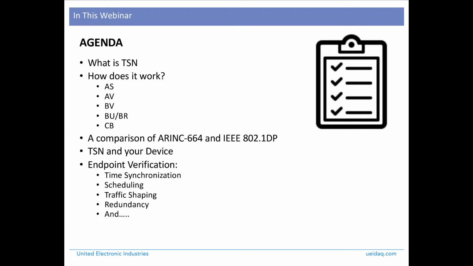So, let's look at a short agenda to see what we will review. First, we will look at what is TSN in general? Then how does it work? We have a few of the profiles included in what may be an avionics standard. Building on these profiles, we will compare ARINC 664, which is another Ethernet-based standard similar to TSN. Then we will talk about your endpoint device and how to verify the various profiles, time synchronization, scheduling, traffic shaping, redundancy, and finally, I'd like to know your thoughts and ideas on verification.